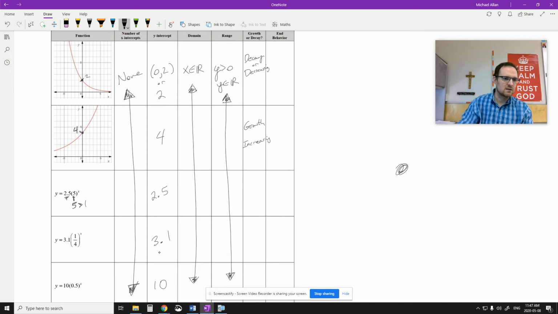Every time I do that little thing over there, it's just because the program, once I use my eraser, kind of really messes up. So I have to go right somewhere to kind of reset it.